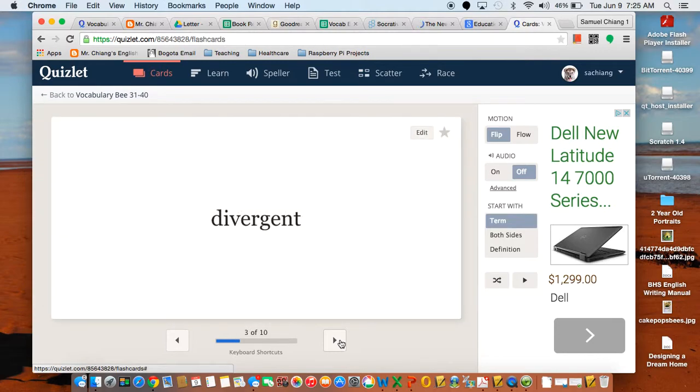Next word is divergent. Well, this is actually a word that is kind of related to convergence. We had that in our last set. So convergence means the joining or coming together of parts. Well, divergent, this time divergent is the opposite. Divergent means it goes separate ways, it breaks apart, it splits apart. Okay, moving apart.